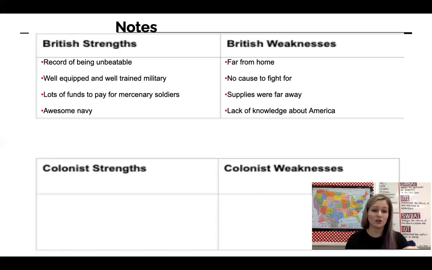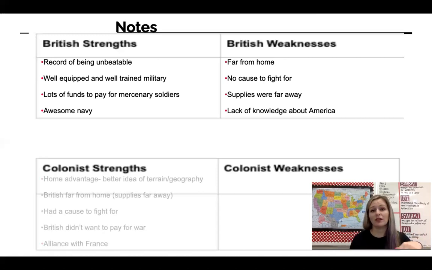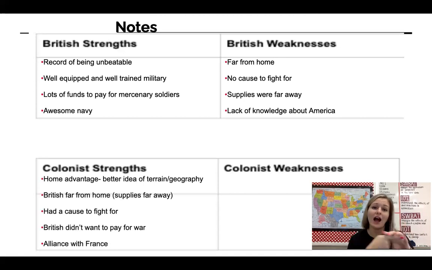So let's go ahead and switch gears and go down there. Let's talk about the strengths that the colonists have. Number one, they've got home field advantage. Like I just said, they know the terrain of the land. They know the geography. They know the weather and the climate, and they're going to be able to use that knowledge to their advantage. Number two, their supplies are obviously close to home, and it is a strength for them that the British are very far from home, that their supplies are far away, and that they don't know the land like we just talked about.